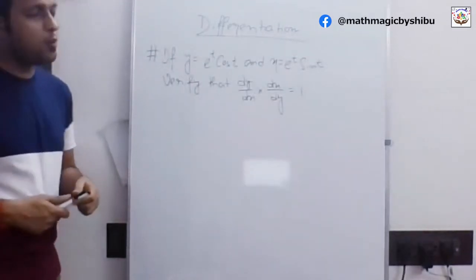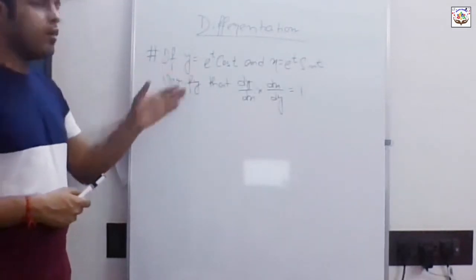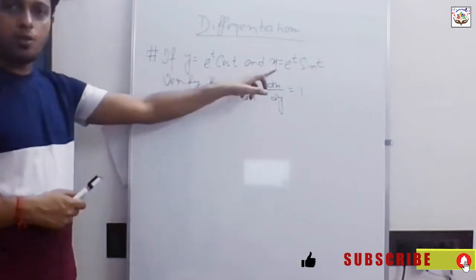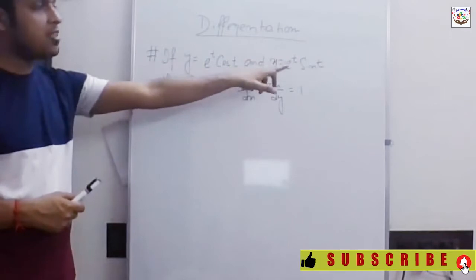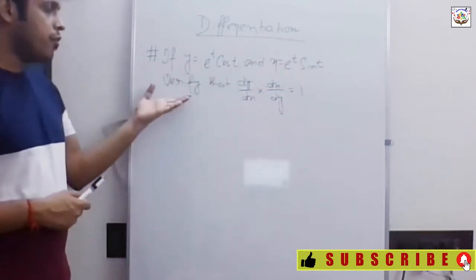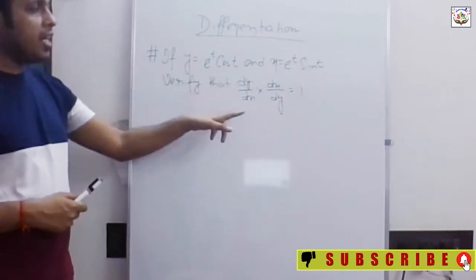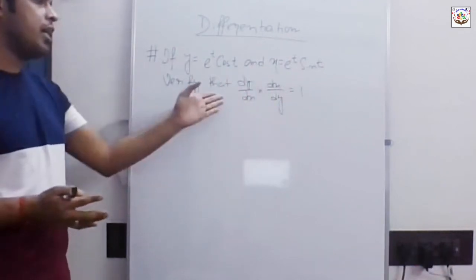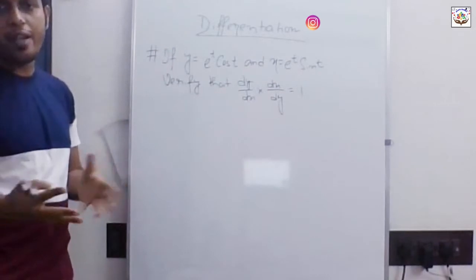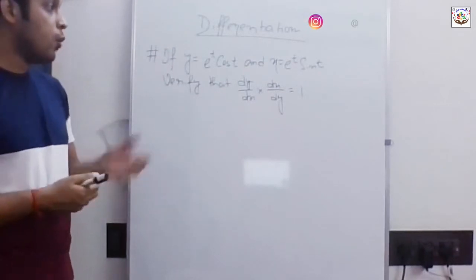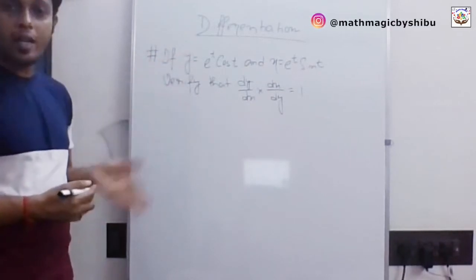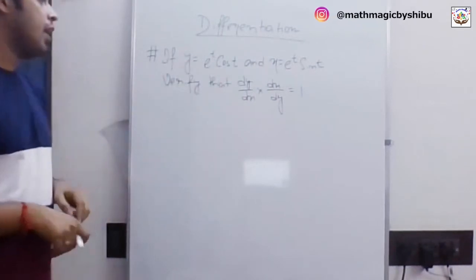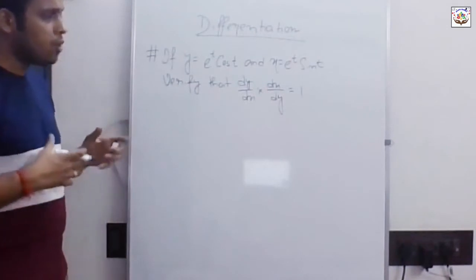So we have our next problem: if y equals e to the power t cos t and x equals e to the power t sin t, then we have to verify that dy/dx into dx/dy equals 1. We know that dy/dx into dx/dy equals 1 in every case, but we need to find first the dy/dx, then we can do the dx/dy part, right? So how can we proceed?